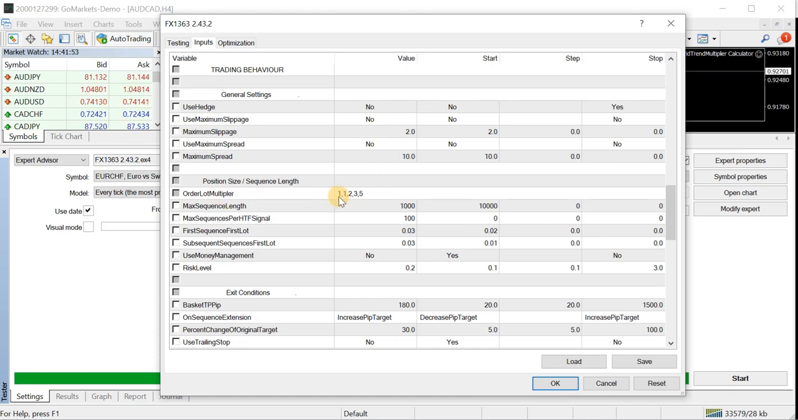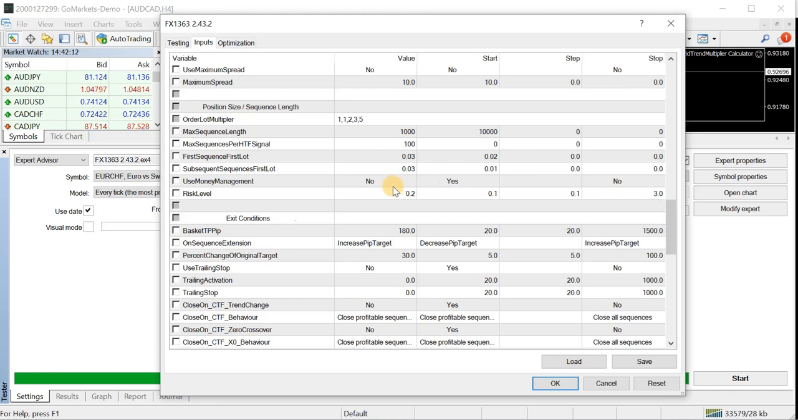Here's my order multiplier, lot multiplier. So this is a sequence of my trades. Instead of the 1, 3, 5, I'm using 1, 1, 2, 3, 5, more of the Fibonacci. Here's my position sizing, 0.03 on every trade. Just initial base lot. No money management, so I'm not compounding.